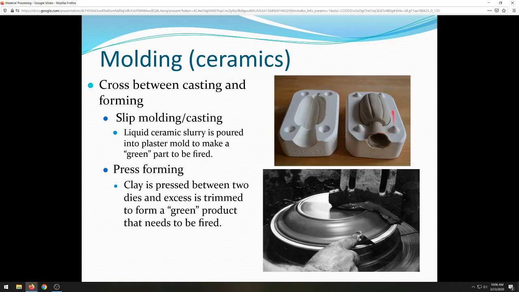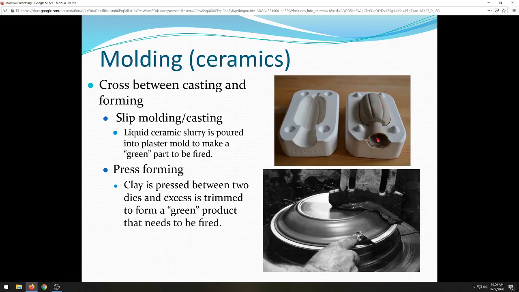They align the two halves of the mold, and you pour it in there, and you let it sit for a prescribed amount of time. Depending upon your slip and your plaster, you can actually calculate what the thickness of the wall of the hollow part will be. So in this case, they're making a jug.